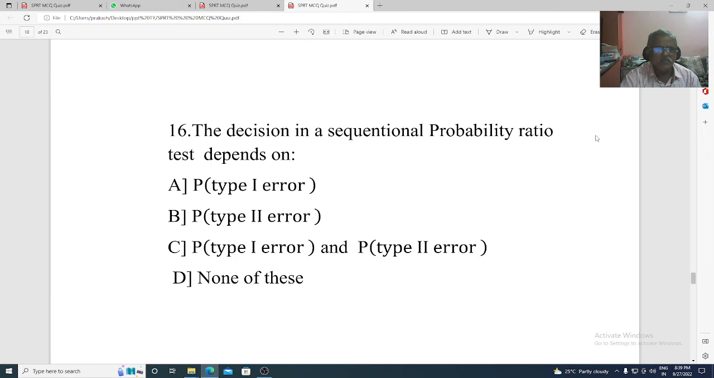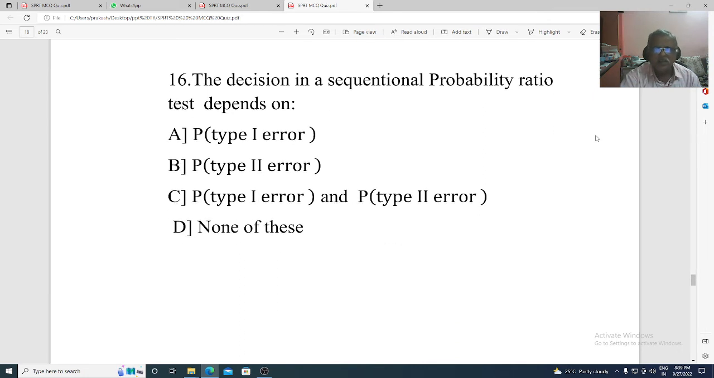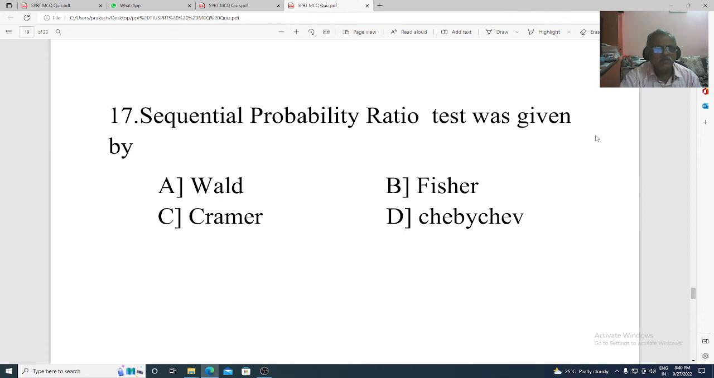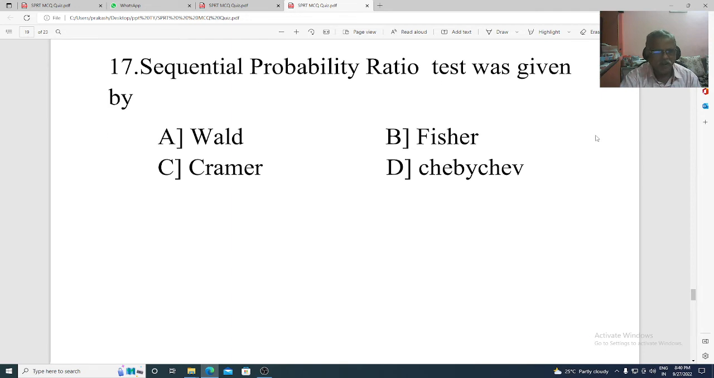Question number 16. The decision in SPRT depends on option A, probability of type 1 error, option B, probability of type 2 error, option C, type 1 error and type 2 error, option D, none of these. The correct option is option C, probability of type 1 error and probability of type 2 error. Question 17. Sequential probability ratio test was given by option A, Wald, B, Fisher, option C, Cramer, and D, Chebyshev. The correct option is A, Wald.